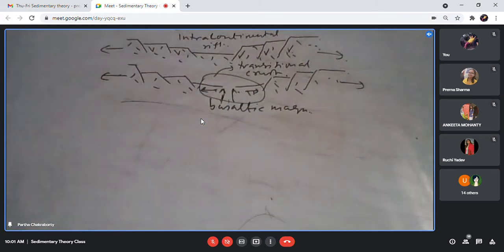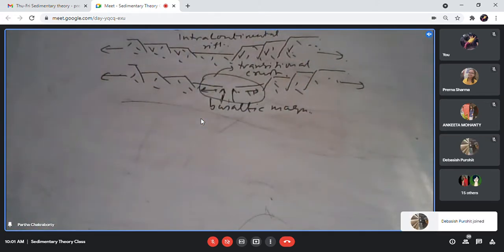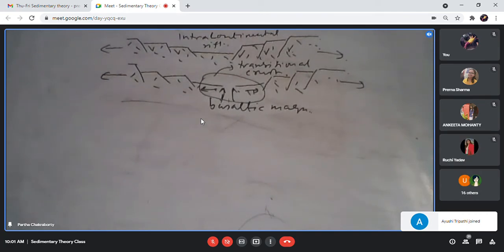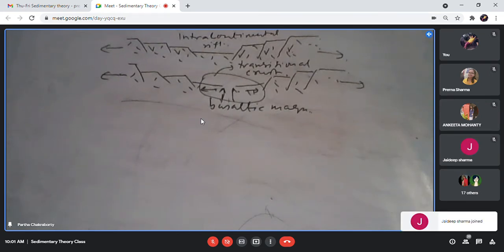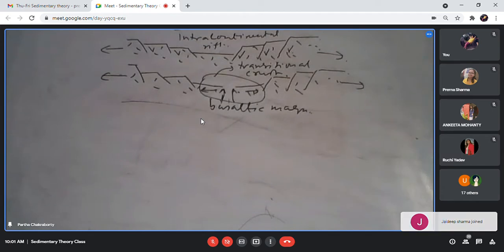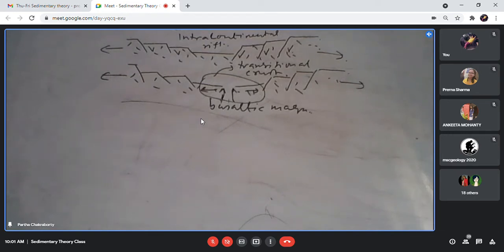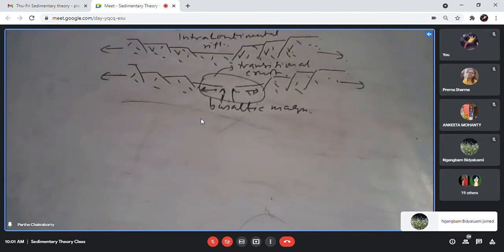So what is the transitional crust? In a continental crust, we are putting basaltic magma intrusion within it. Continental crust is essentially a sialic crust, and a sialic crust is silica and aluminium rich, not iron and magnesium rich. Because of the extension and the upcoming of the magma, you are allowing the magma to invade into the continental crust, and you are thereby generating a transitional crust.